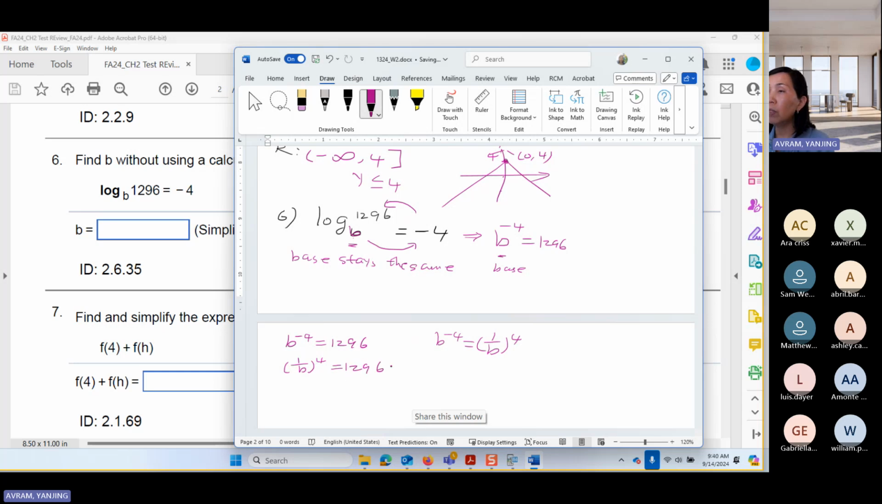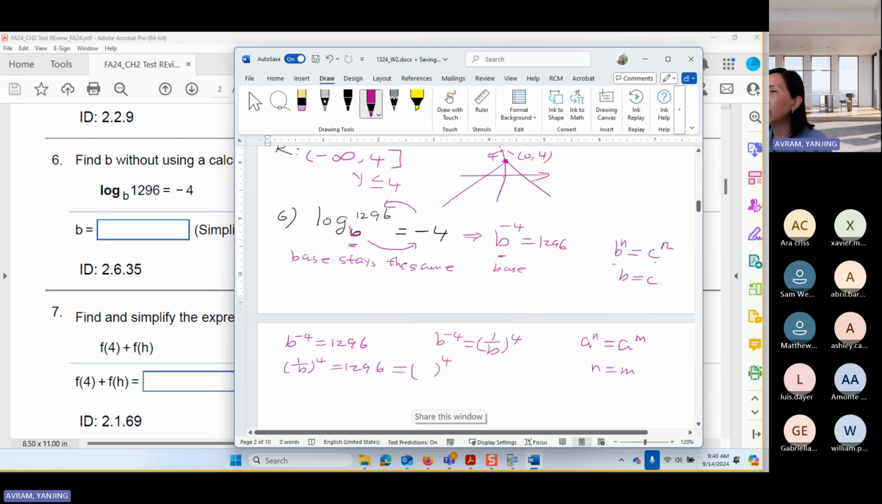So that means I'm going to break down this 1296 into something to the 4 power. Look at that. If I have a to the m equal to a to the m, then m and m must be equal. On the other hand, if you have b to the m power equal to c to the m power, if the powers are the same, the bases must be equal.